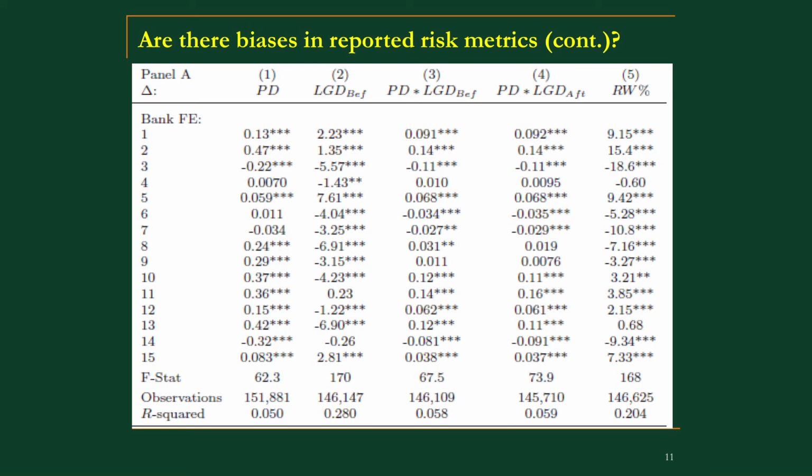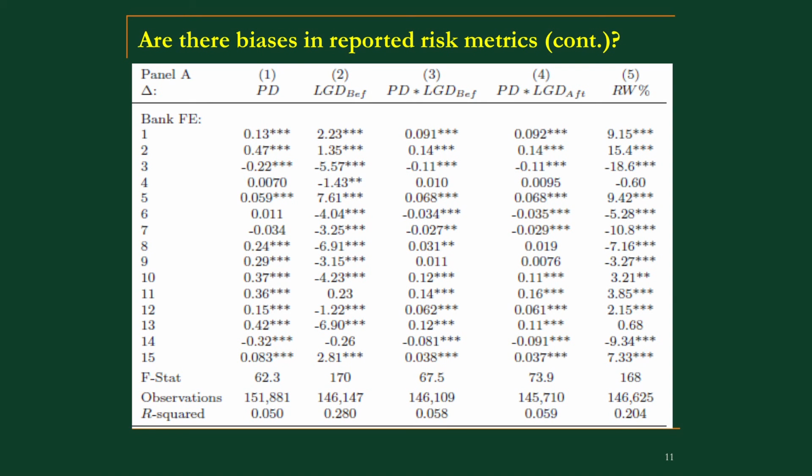So the first one is the probability of default. This is the loss given default. This is the product. This is loss given default before credit enhancements. This is the one after, and this is the risk-weighted assets in percentage. Don't worry too much about this. Here is the F-test, whether they are all equal and equal to 0. And as you can see by the size of the numbers, you can reject that. Which basically is saying, in a very simple way, that there are systematic differences among the risk metrics that these banks are reporting for the same borrower at the same point in time.